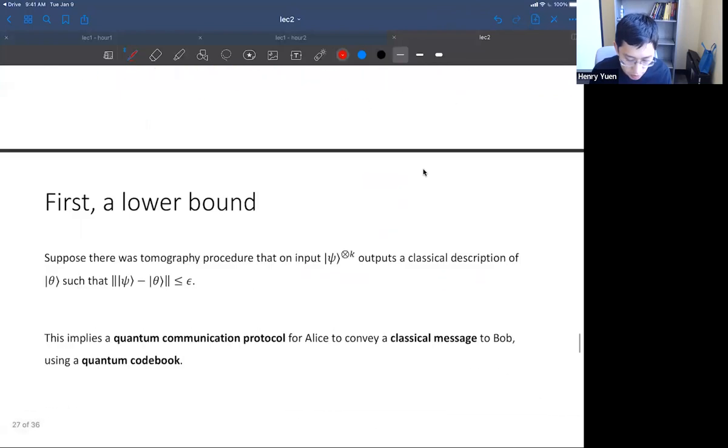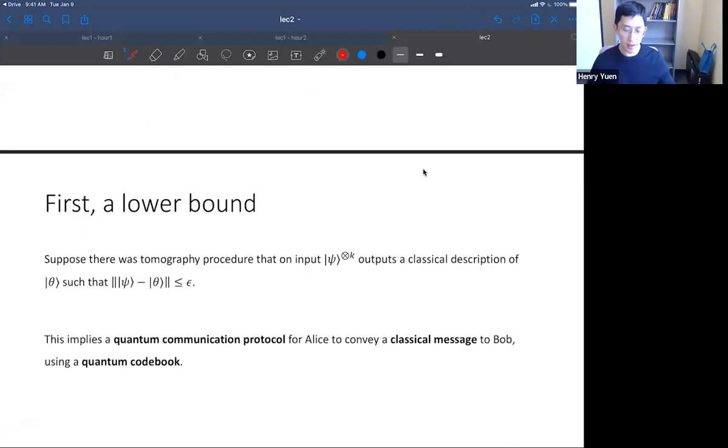Okay, but let's formally argue that if you had a tomography procedure that used only a few copies, you would run into some information theoretic impossibility. Let's suppose for contradiction. And now let's just actually focus on pure states to keep things simple. So let's say you had a tomography procedure that was given k copies of a pure state psi, right? And it outputs a classical description of another vector, theta, such that the distance between these two vectors is at most epsilon.